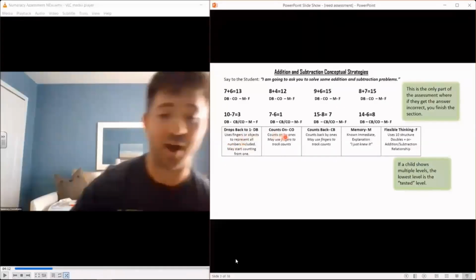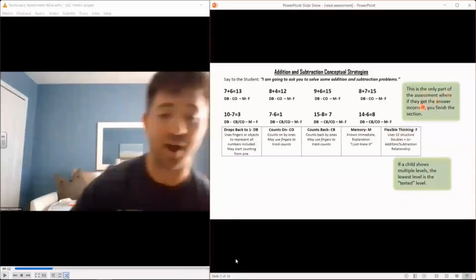Next is counts on, which means you count on. Counts back means you count back. Memory means you ask them, those 7 and 6, and they'll say 13. You say, how'd you get that? They'll say, I just knew it. And finally is flexible thinking, which is like using a 10 structure, using doubles, and so on. Just so you know, there's no differentiation on this part between memory and flexible thinking. Both of these are considered to be level D, okay?